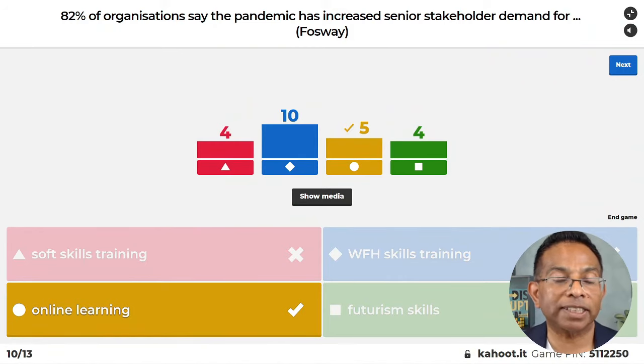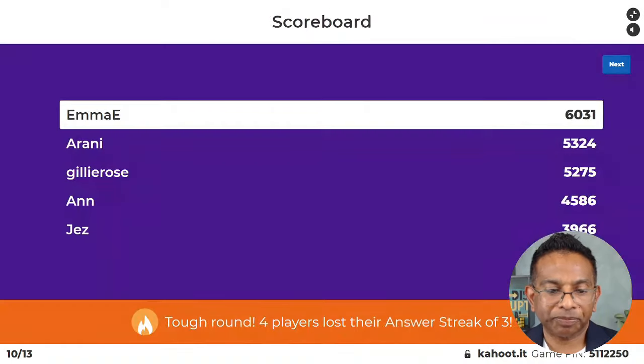It's not necessarily saying, by the way, that digital learning is going to replace anything else, but it's allowing you to complement it and supplement it, and the best organizations have already been doing that. The pandemic has just accelerated that.